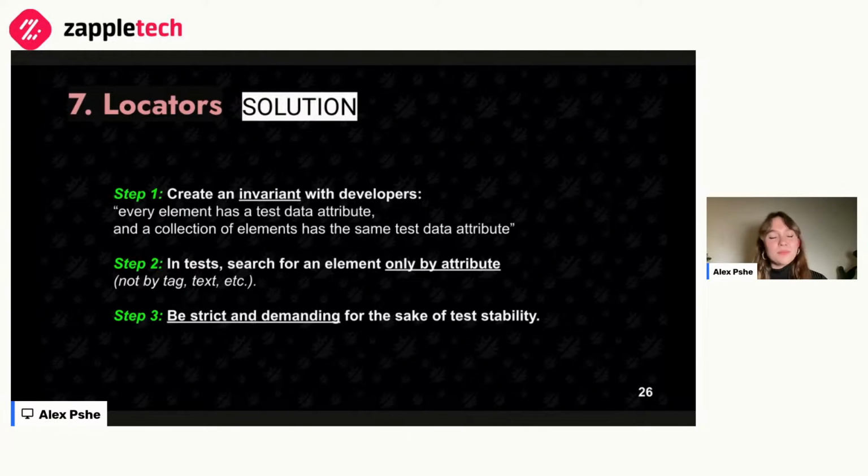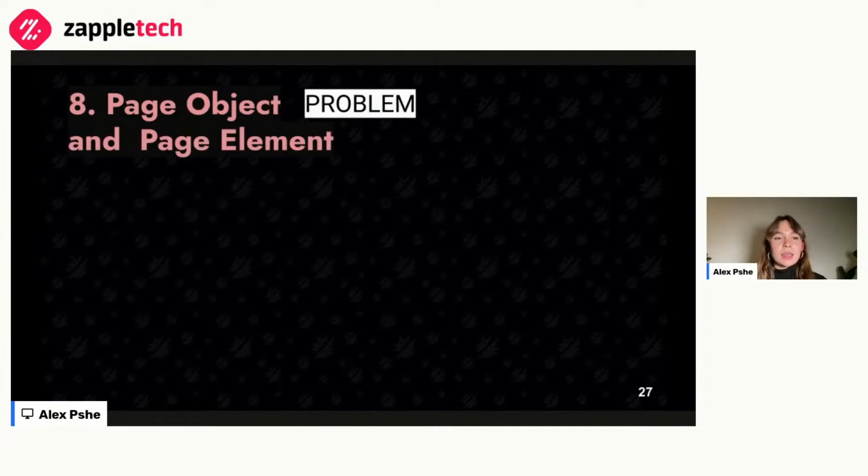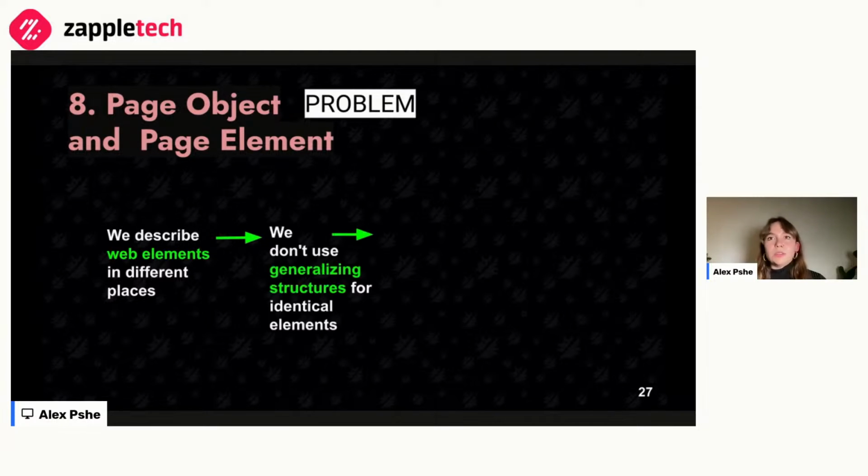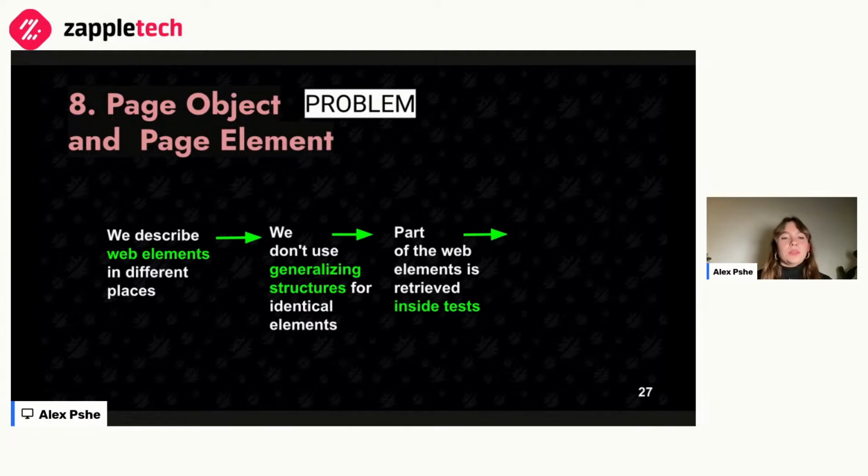So the next problem with our UI tests is related to using page object and maybe the less well known page element. So what is the problem? We describe web elements in different places. We don't use some general structures for identical elements. For example, we have an article element on the page, and we can use it as a page element. Actually, we can describe it with a data class or just a class, and we can reuse this functionality in all possible ways. Or part of the web elements is sometimes found inside tests, when we try to find our web element directly from the test instead of some structure like page object or page element.